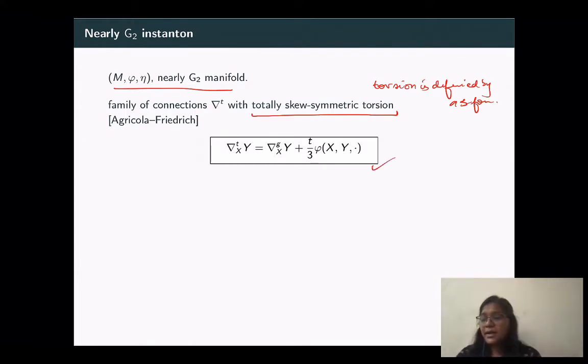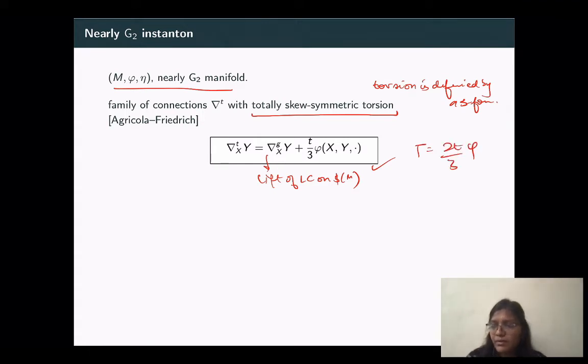Here this nabla T is a connection on the spinor bundle, and this nabla G is the lift of the Levi-Civita connection on the spinor bundle, and phi is just the 3 form phi, which we already know. The torsion is isomorphic to T over 3 phi, which, as you can see, is a 3 form. That's why it's totally skew symmetric torsion.